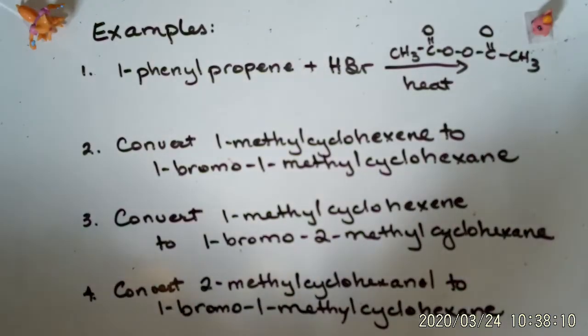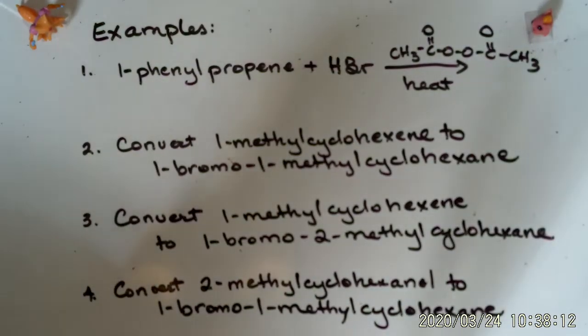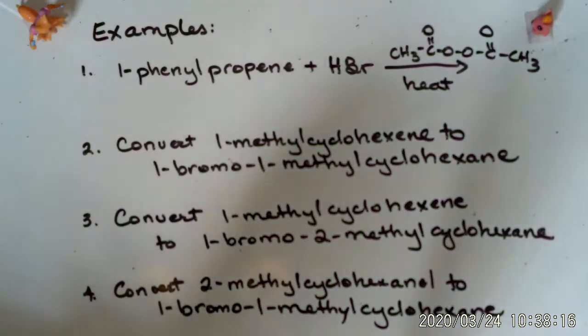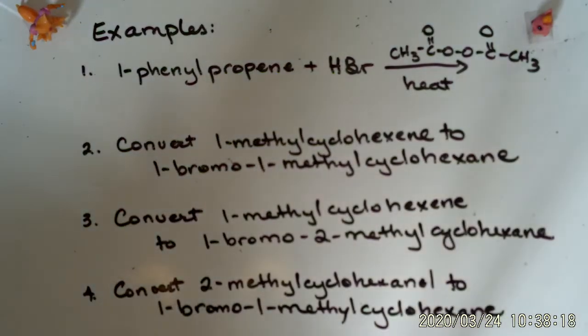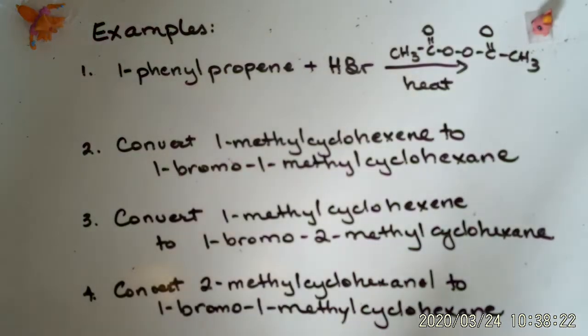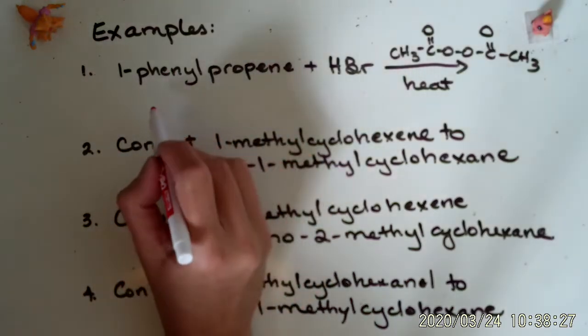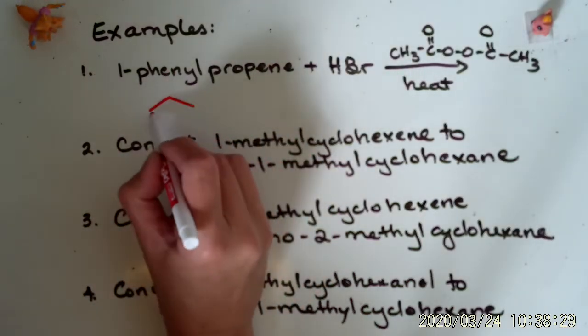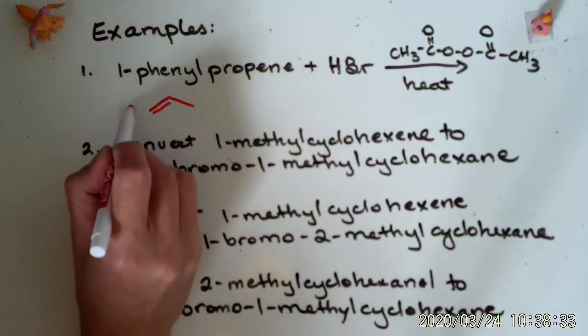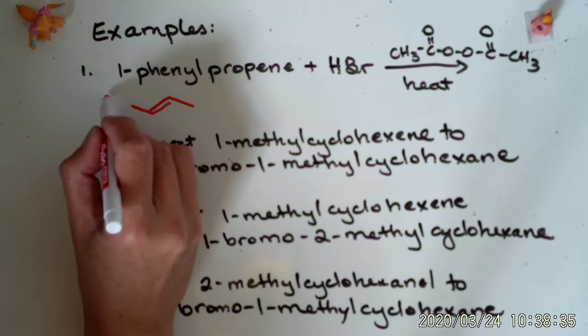Let's do a few examples of adding hydrogen halides across a double bond. So, for the first one, 1-phenylpropene. We know a phenyl group is basically an aromatic ring. So here is my propene, 1, 2, 3. Here's my double bond, and I have a phenyl group.